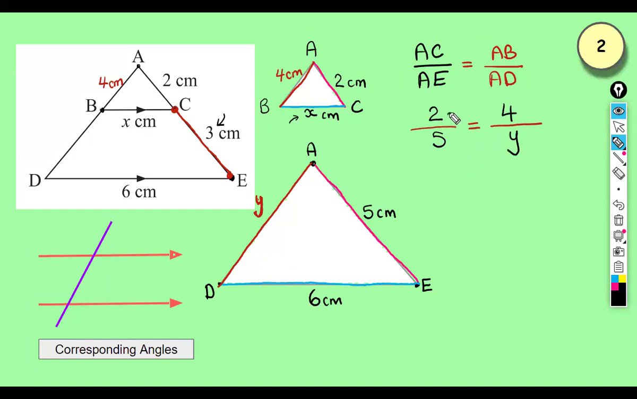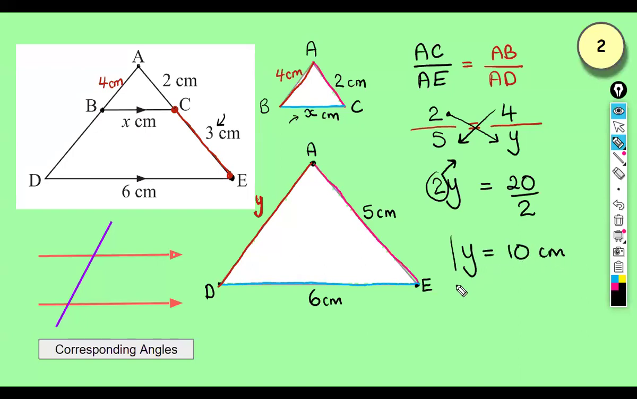Let's cross multiply. Always cross multiply the one with the letter that you are trying to find first. 2 by Y is 2Y. And 4 by 5 is what? 20. Throw across the multiply, you're going to get a divide. Y is equal to 10 centimeters.